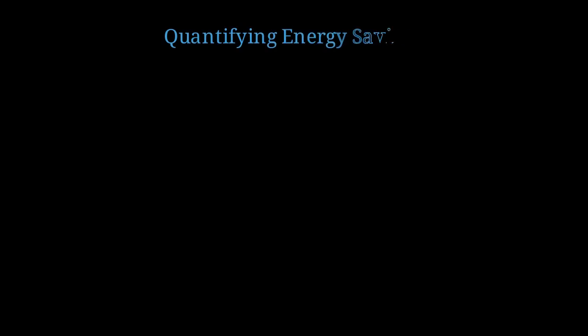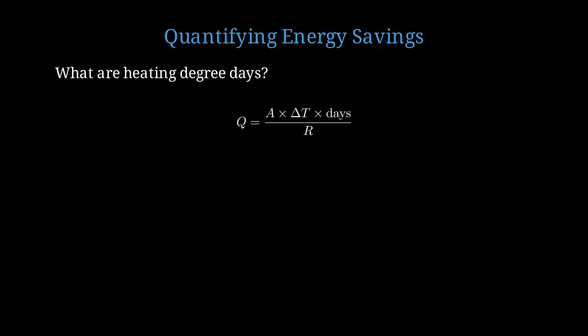Let us now quantify the potential energy savings. Consider a typical house with 100 square meters of exterior wall area in a climate with 2,000 heating degree days per year. What are heating degree days? This is a measure of how much heating is required. It is the sum of degrees below a reference temperature, typically 18 Celsius, over a year. The annual heat loss, Q, equals A times delta T times days divided by R, where A is area, delta T is temperature difference, and R is thermal resistance.